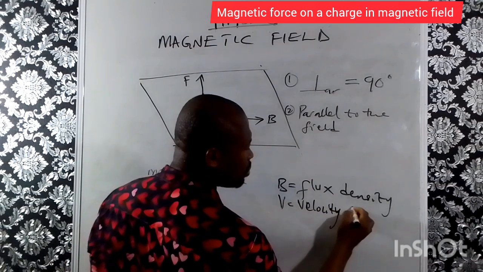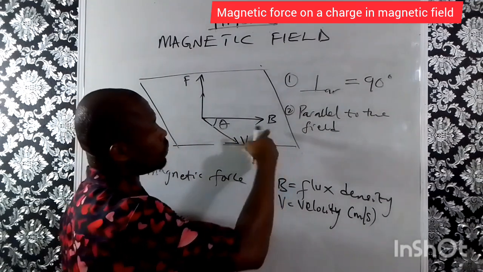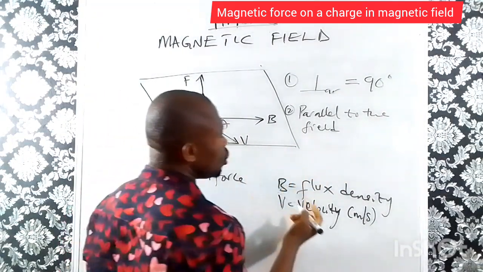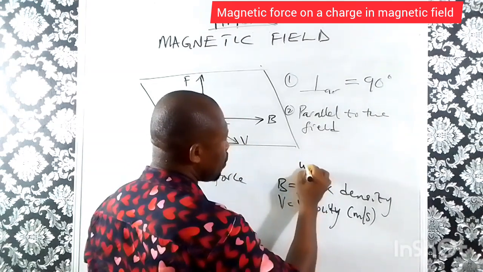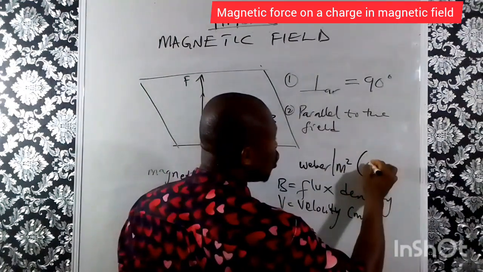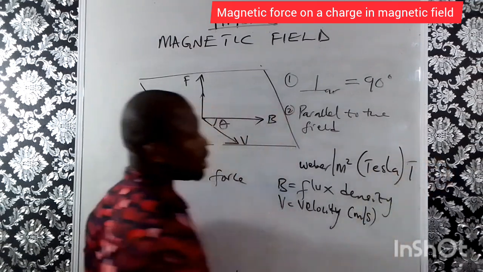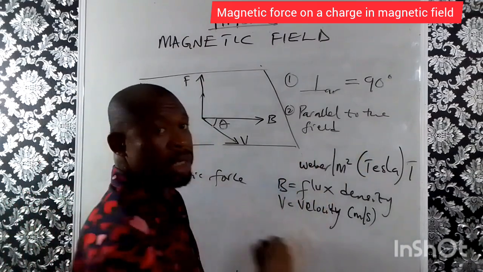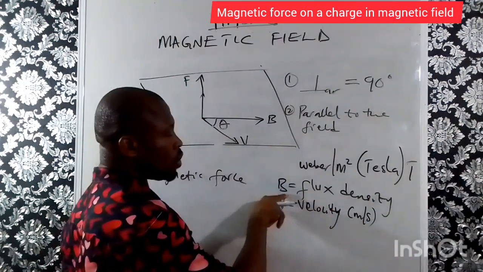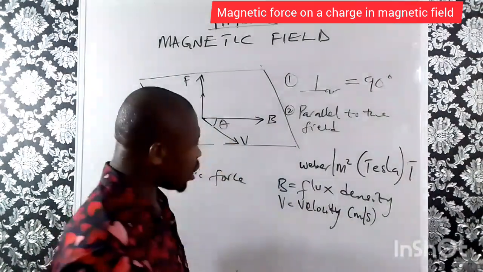and of course the velocity is measured in meters per second, while the flux density or the field, the magnetic induction, either you call it flux density or you call it the magnetic induction, it is measured in Weber per meter squared, or otherwise known as Tesla, capital T. So if you see it in Weber per meter squared, you can also see it in Tesla. And of course, what you're going to see in Tesla is the magnetic flux density or the magnetic induction.